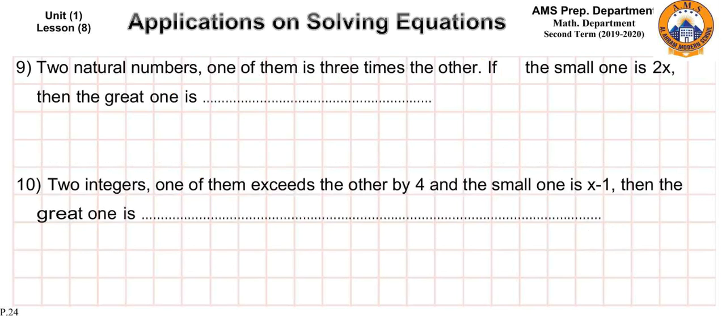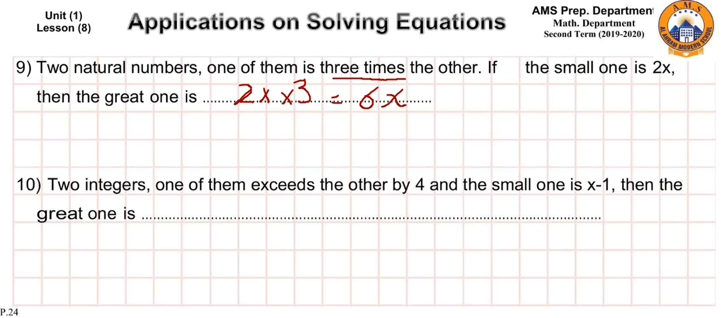The next exercise, exercise 9. You have two natural numbers. One of them is 3 times the other. If the small one is 2x, then the great one is, you have to multiply the small one by 3. So 2 times 3 equals 6x.